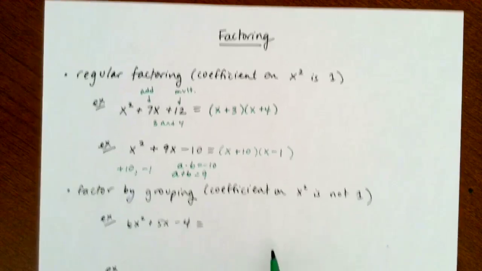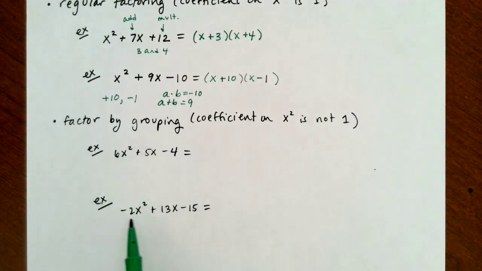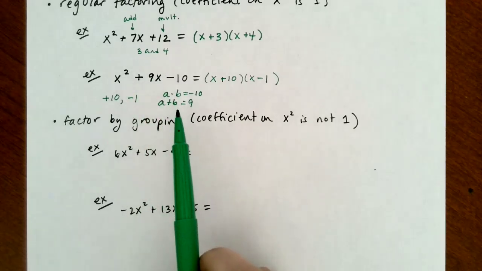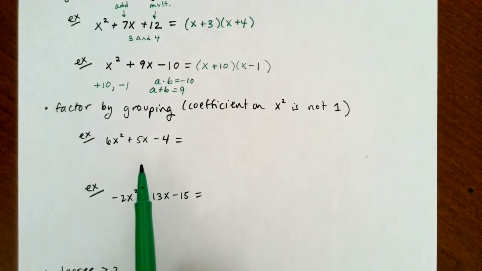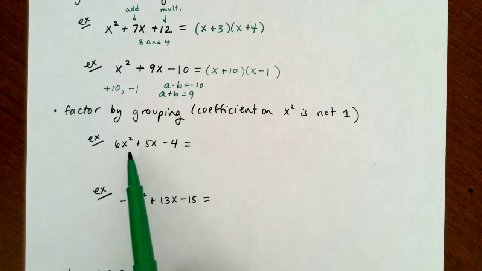When you have a number that's not 1 in front of the x squared, this type of factoring doesn't exactly work. So you have to come at it with a different strategy. There are a couple of different strategies to do this. So if you have something else that works for you, that's cool. What I typically do is called factor by grouping. All right, so you can see my two examples here. We'll start with this first one.